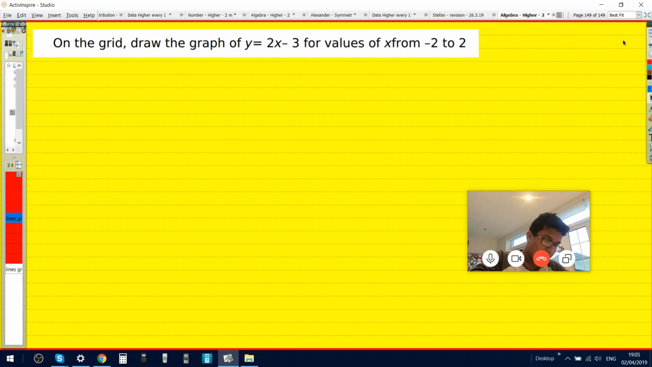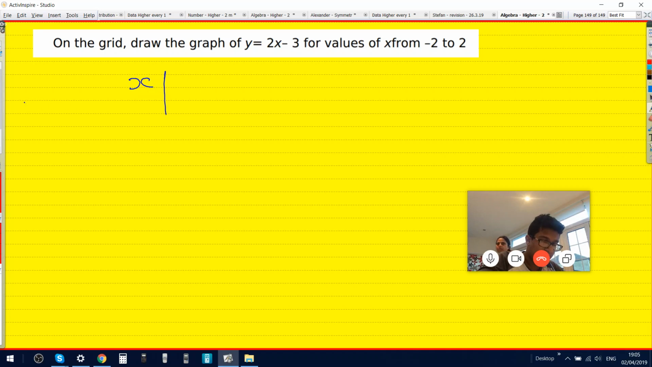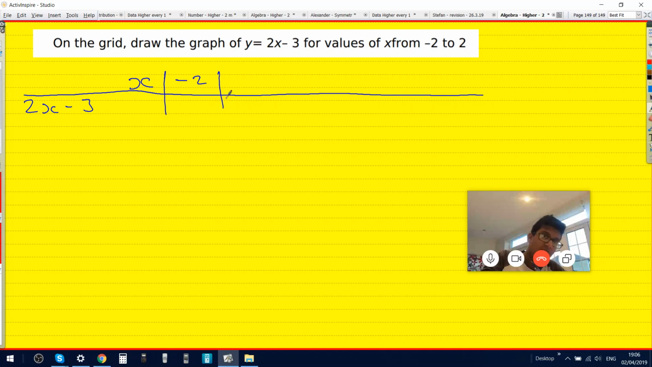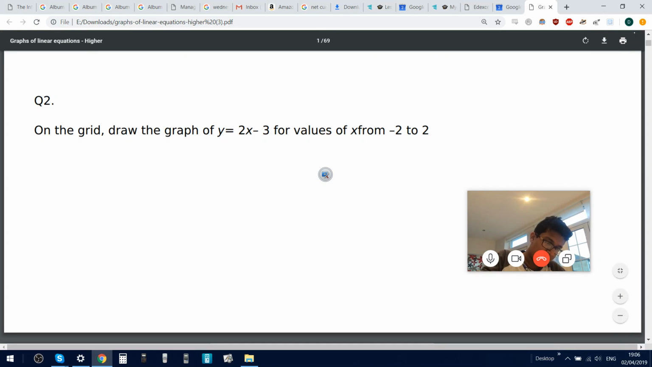And then y equals 2 times x minus 3. 2 times minus 2 is minus 4. Minus 3 again is minus 7. 2 times minus 1 is minus 2, minus 3 is minus 5. Then we have minus 3 for 0. And then we have minus 1. And then 1.